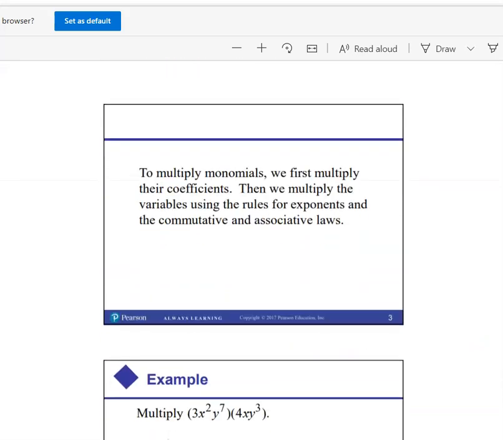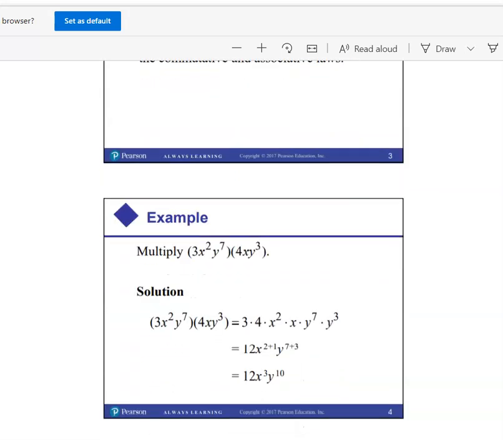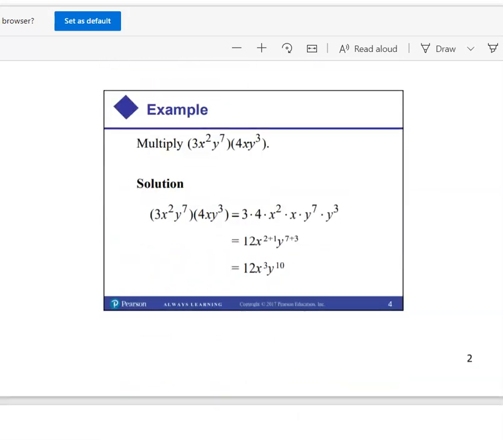To multiply monomials, we first multiply their coefficients. Remember, the coefficient is the number in front of the variable. Then we're going to multiply the variables using the rules for exponents and the commutative and associative laws, which we'll talk about. So our very first example, they would like us to multiply 3x squared y to the 7th times 4x y to the 3rd.